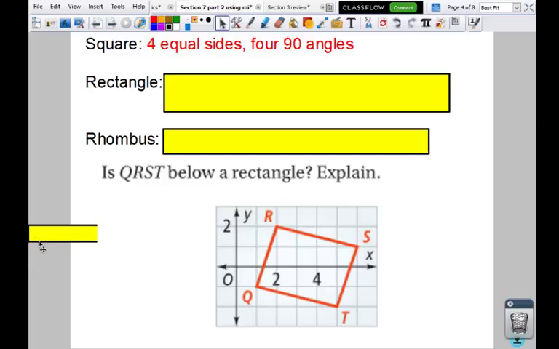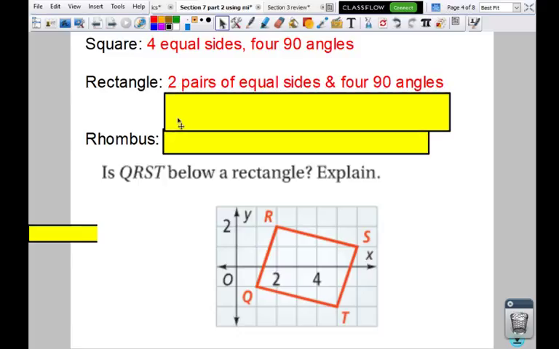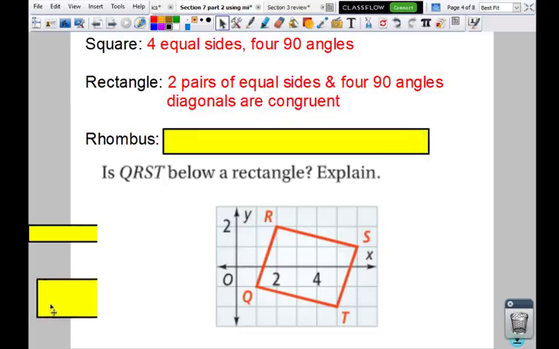What's it take for rectangles? Not 4 equal sides for rectangles. 2 pairs of parallel sides. So rectangles, it takes 2 pairs of equal sides and 4 90-degree angles. And in rectangles, diagonals are congruent.